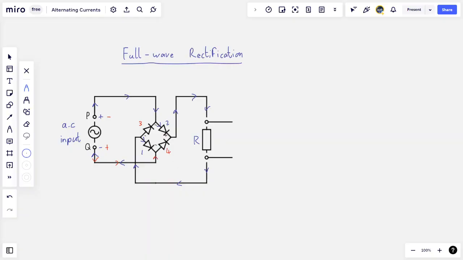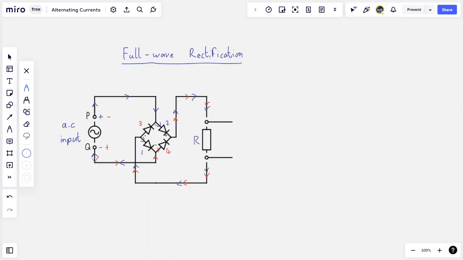When it enters the bridge, it can't pass through 1, but can pass through 4. It can't go through 2, and so it moves into the resistor, just like in the previous half cycle. Notice the direction of the arrows here.